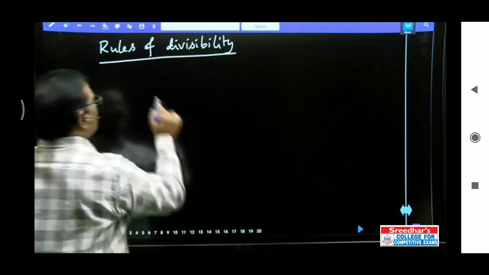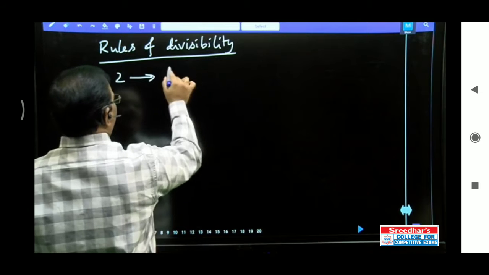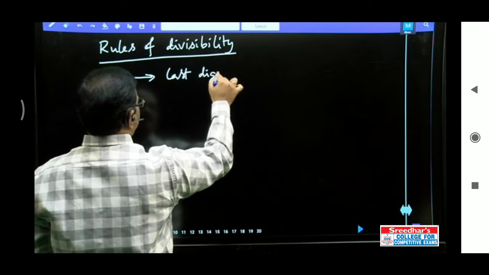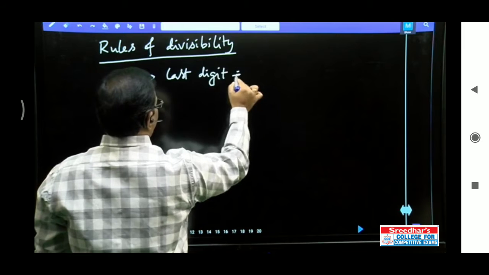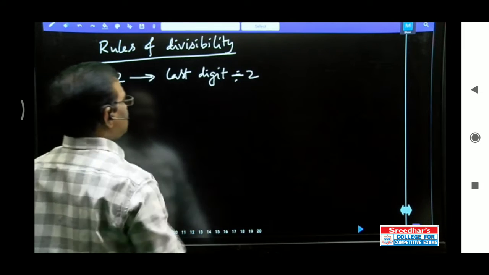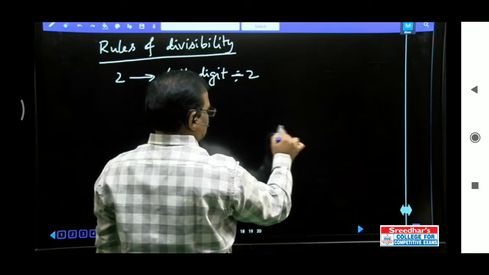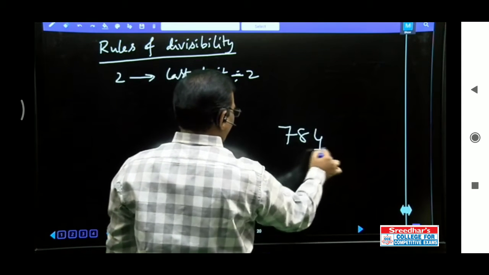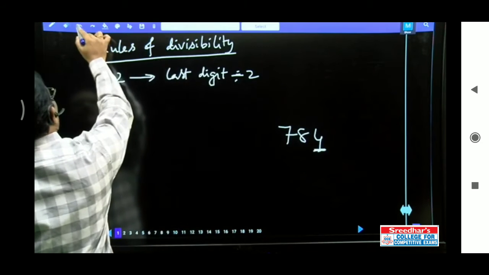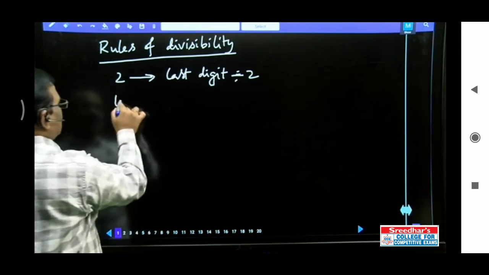Let's look at the multiples of 2 and 3. The divisibility condition for 2: the last digit should be divisible by 2. If the last digit is divisible by 2, then the whole number is exactly divisible by 2. For example, take 784. The last digit 4 is exactly divisible by 2, so this number is exactly divisible by 2. You know this very well.